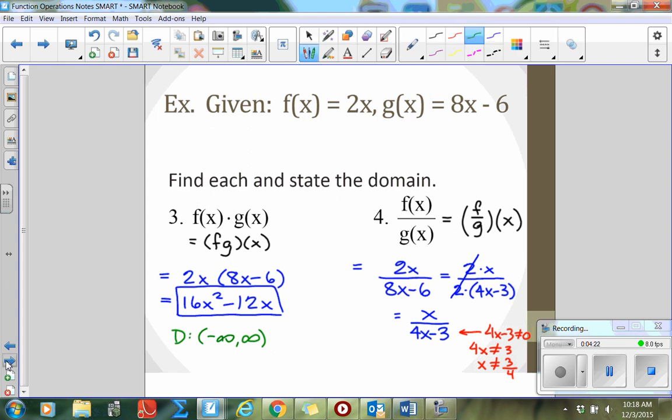So that's like a hole in the graph. We would write the domain just like we would write the domain when there was a hole on a number line. All real numbers except 3/4.